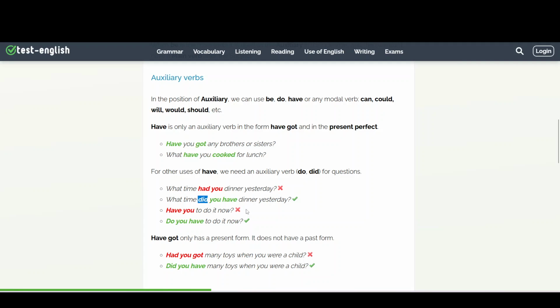Have you to do it now? Is incorrect. Do you have to do it now? Is correct. So have is the main verb and do is the auxiliary verb.